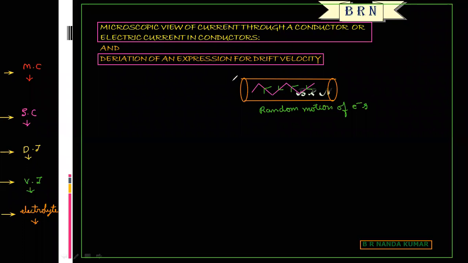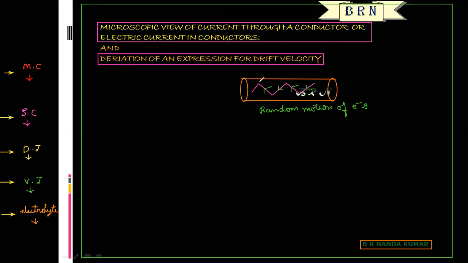Okay, the next very important topic: microscopic view of current through a conductor, or electric current in conductors, and derivation of an expression for drift velocity. Okay, what are the charge carriers in a metallic conductor?